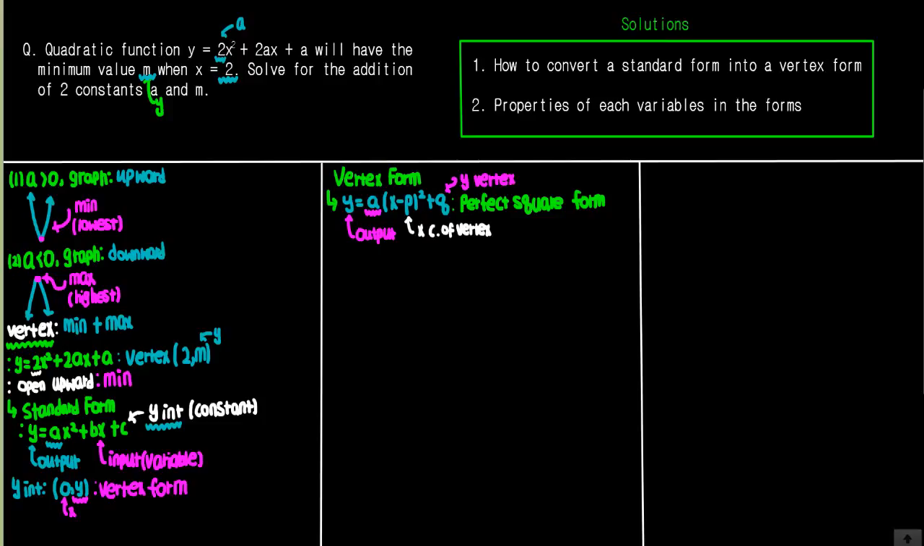So we need to convert our standard form into a vertex form. If we write our function down again, it is y is equal to 2x squared plus 2ax plus a. But we need to find a way other than converting this into a specific function, because it contains too many variables, which will make our calculation even harder.